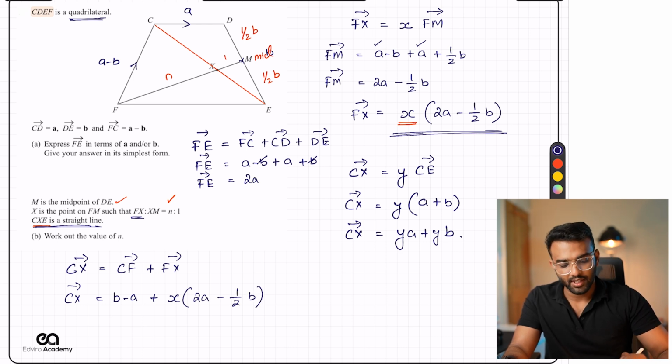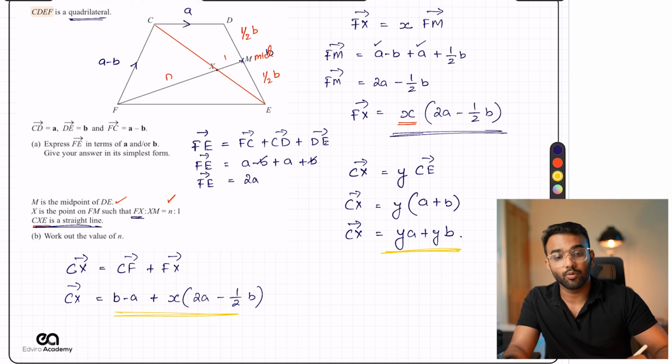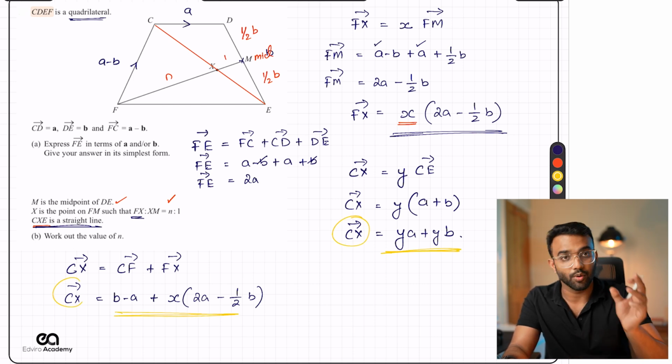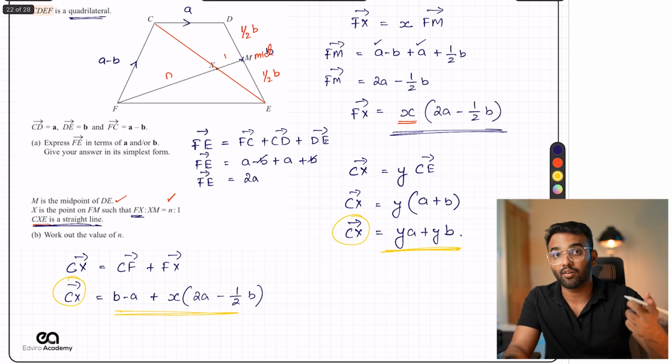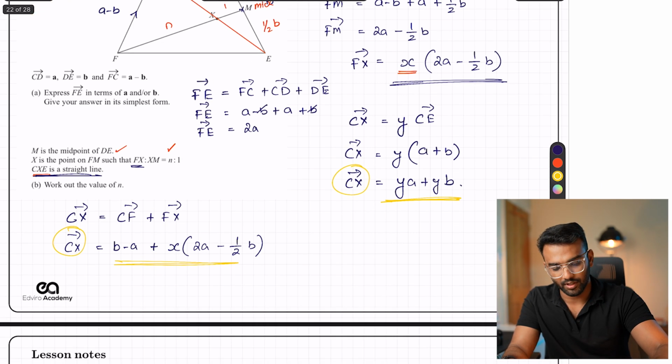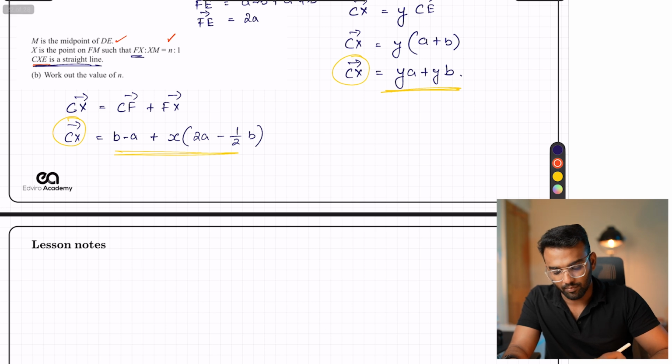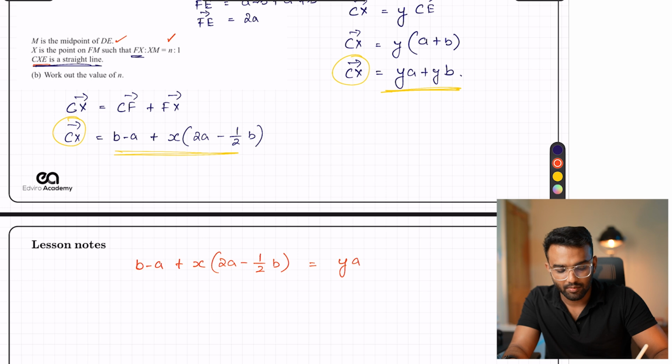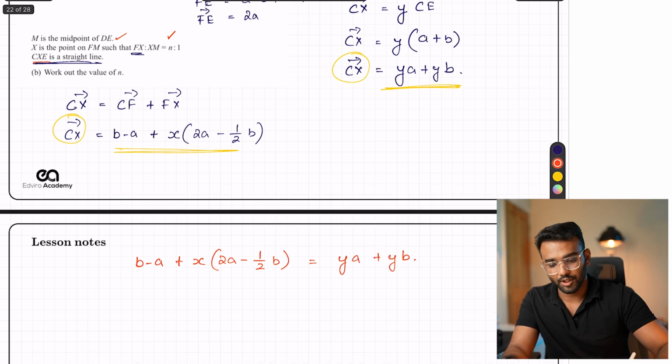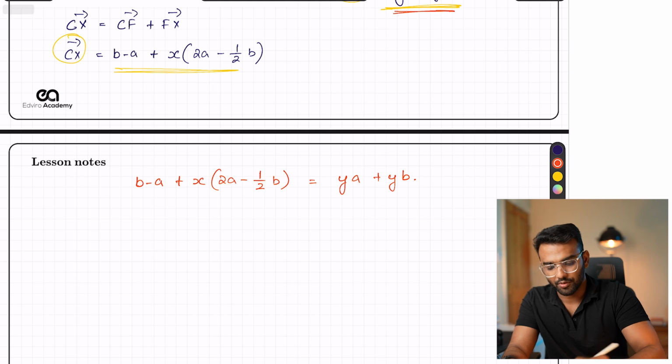Now what we can do is, do you see this part here and this part here? They are both equal to the same thing, which is CX. So we can equate them, and from there we can work out the value of x. So let's take it further. I'm writing b minus a plus x times 2a minus half b must equal to ya plus yb. All right, I just wrote that is equal to that.